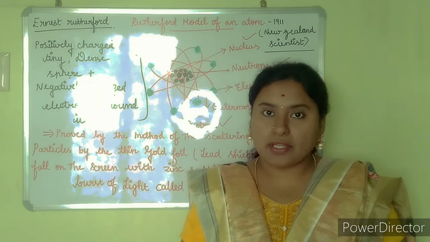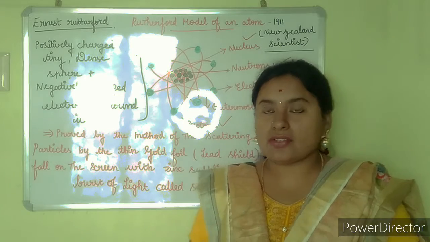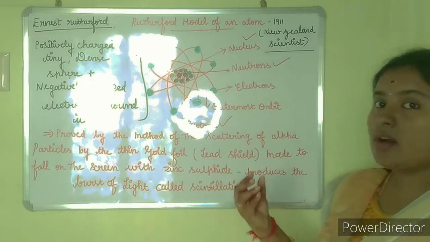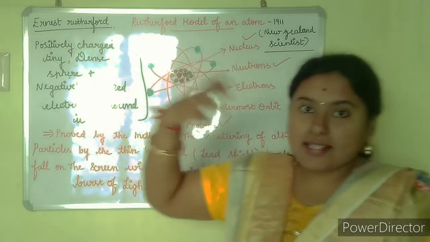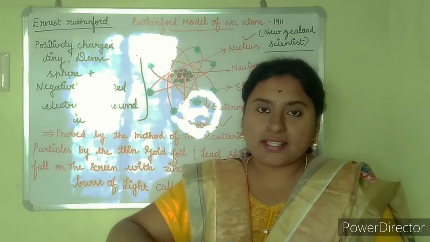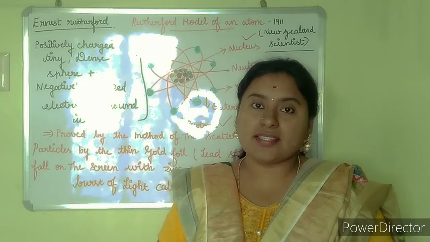The third subatomic particle is the electron. You may think that these electrons will also be present inside the nucleus, but that's not the case here.